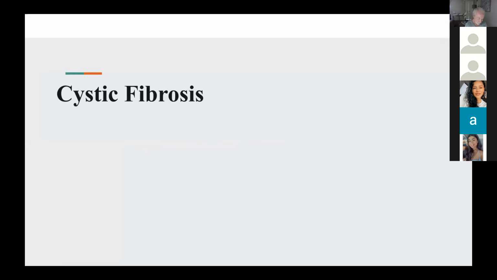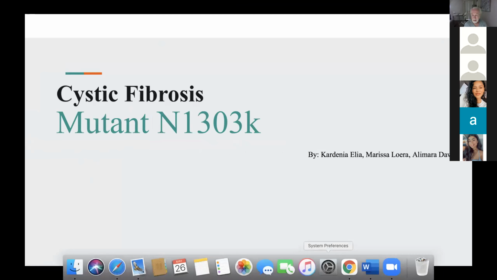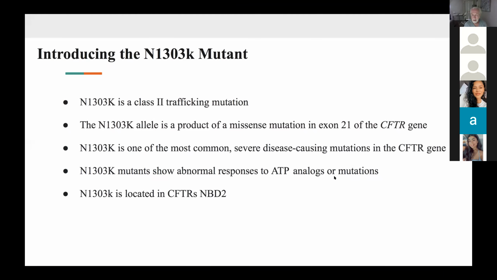Okay, so hello everyone. Today we're presenting cystic fibrosis mutant N1303K by Cardinia Elia, Marissa Loera, Annalie Merida. Introducing the N1303K mutants. N1303K is a class 2 trafficking mutation. It can cause folding of the protein mutation and consequently result in absence or reduced quantity of CFTR protein.